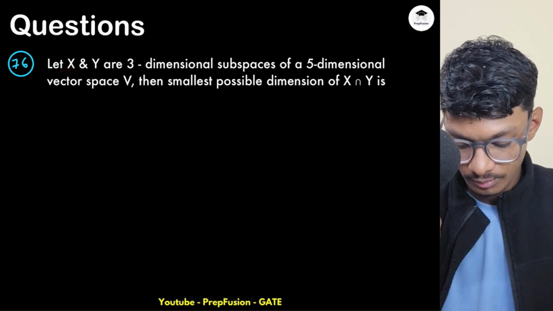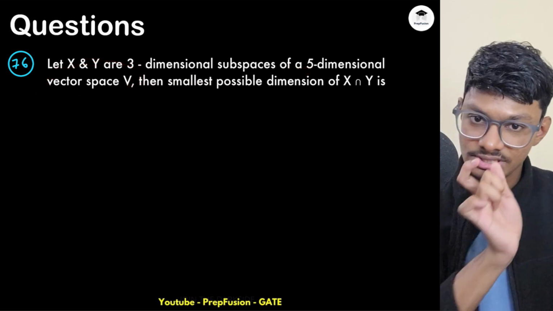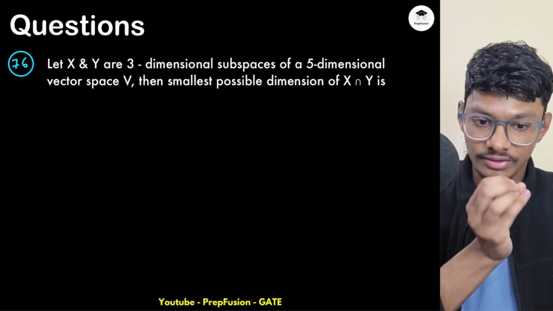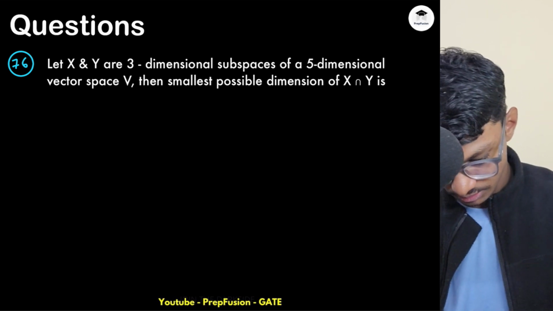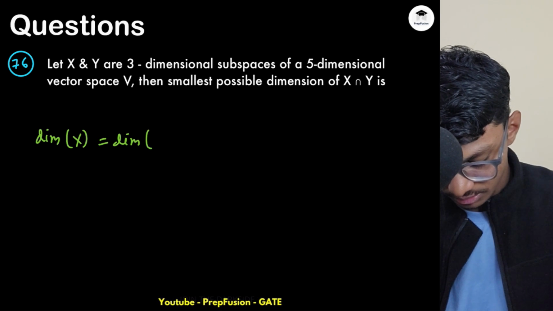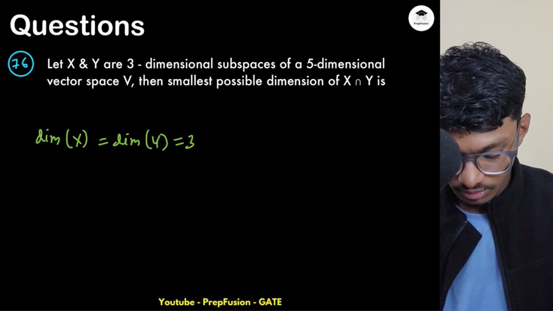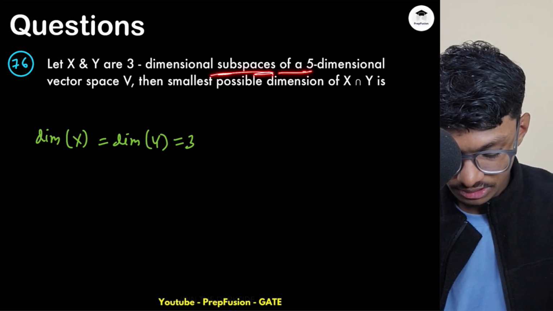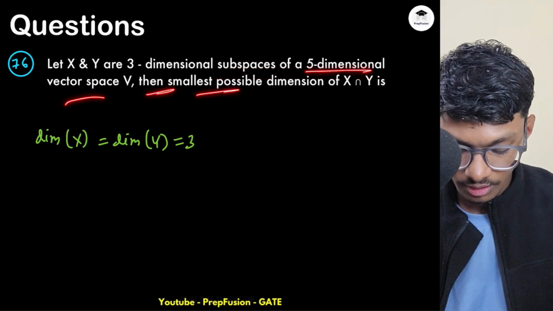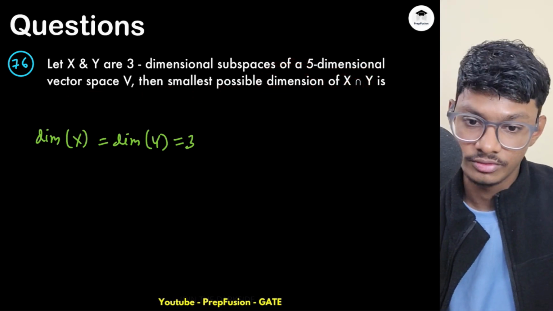So let x and y be 3-dimensional subspaces of a 5-dimensional vector space V. So they are each 3-dimensional subspace. Okay, so what will be the dimension of x and y? So dimension of x equals dimension of y equals 3. This is known. Now, 3-dimensional subspaces of a 5-dimensional vector space V, then the smallest possible dimension of x intersection y. Okay, so basically we have to use that formula.